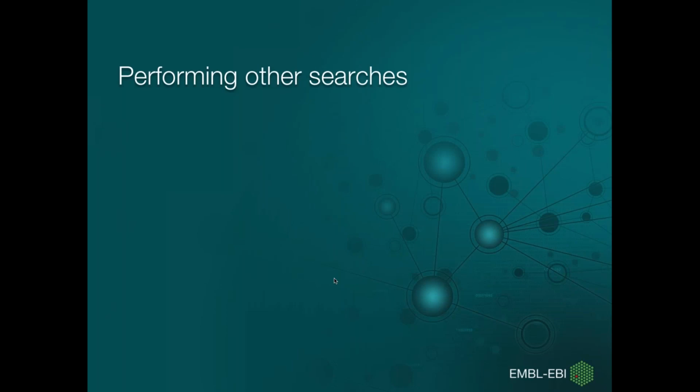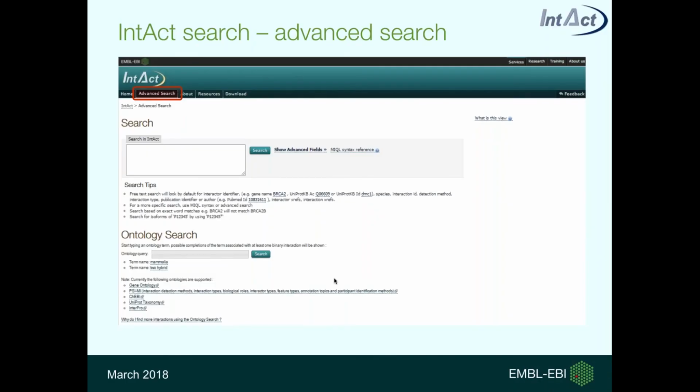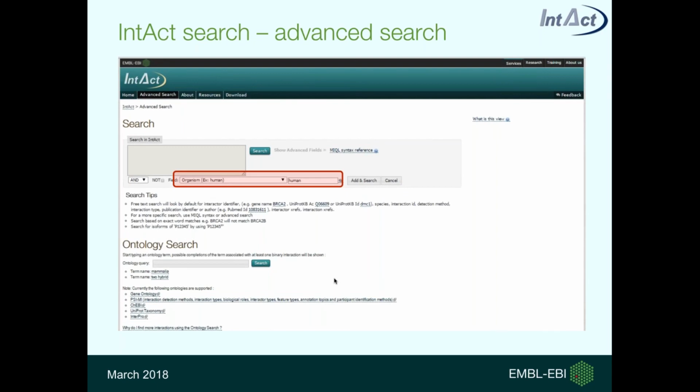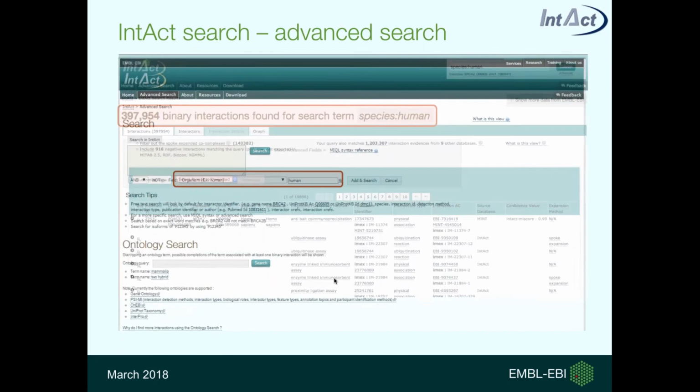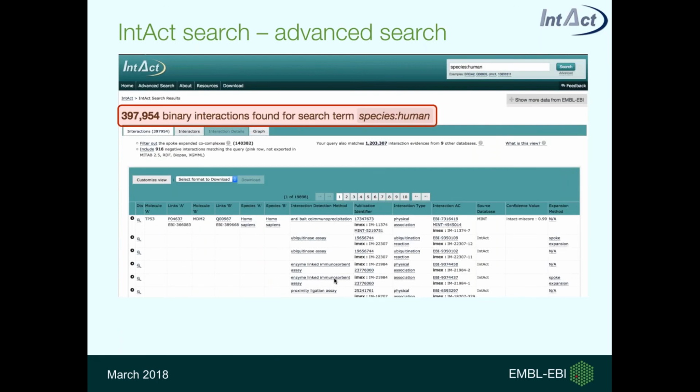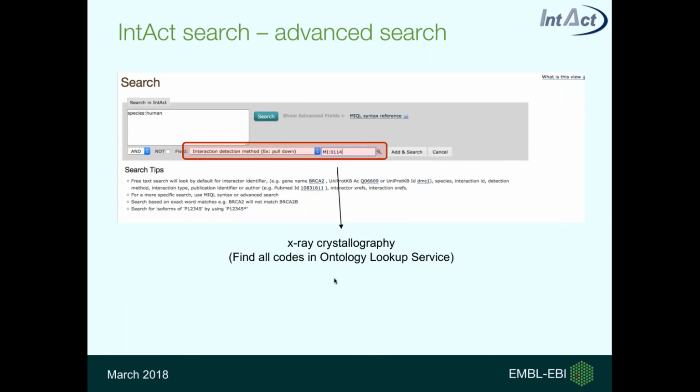Okay, what else can we do? We can carry out advanced searches by clicking on Advanced Search and then show advanced fields. For example, we can search for all human interactions. And there are nearly 400,000 binary interactions that are linked to species human. But that might be a bit too much, so we can limit this. For example, if you click on the Advanced under the little search button on the top right corner, you can then specify your search further. You can see that species human is already captured, it's saved.